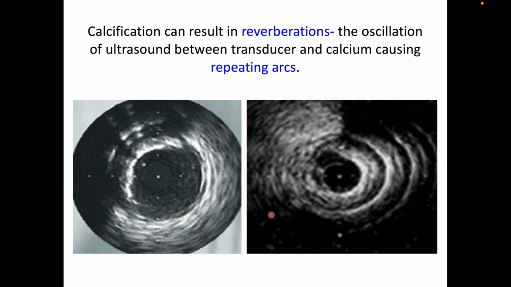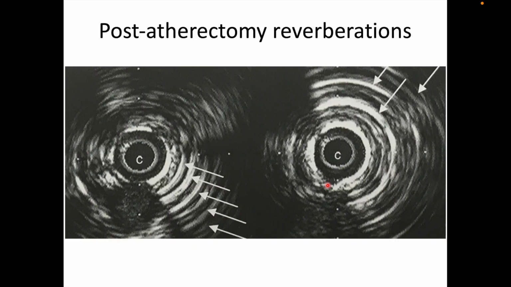Calcium can also produce reverberations. Reverberations are a common finding after rotational atherectomy also. You can see here, this is post-rotational atherectomy, and all of these are reverberations. Why do they happen? They happen because the ultrasound beam is bouncing repeatedly between the transducer and the newly polished calcium, similar to looking into one mirror with another behind you.